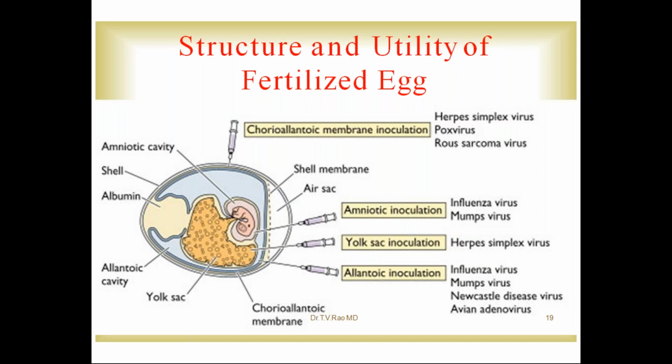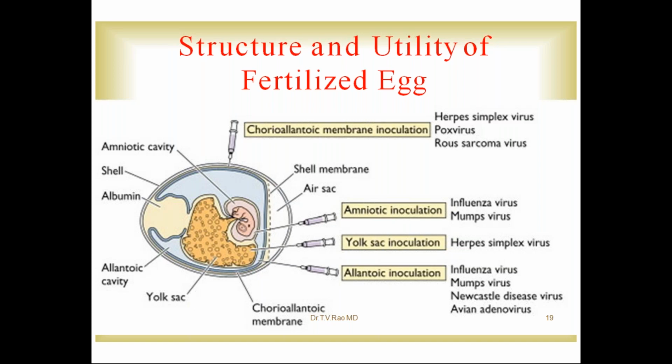Suppose we want to grow herpes simplex virus, pox virus, or Rous sarcoma virus, we have to use the chorioallantoic membrane. For influenza virus and mumps virus, we have to use amniotic cavity inoculation.